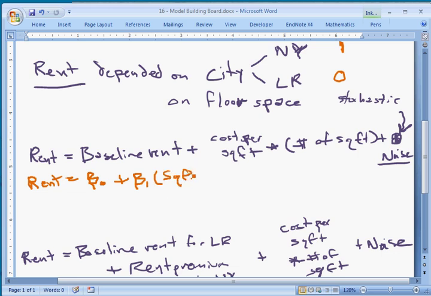And that's what beta 1 is, right? So this is this. Beta 1 is our cost per square foot times our number of square feet. And then our noise is epsilon. And that's this model. It is this, right?